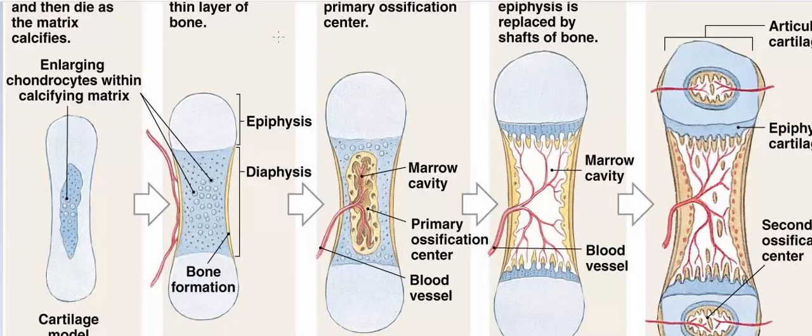But in any case, a very large chunk of this process occurs in utero for the fetus. And then a little tiny amount actually occurs once the child is born. Okay? Here's kind of the central idea behind endochondral ossification.